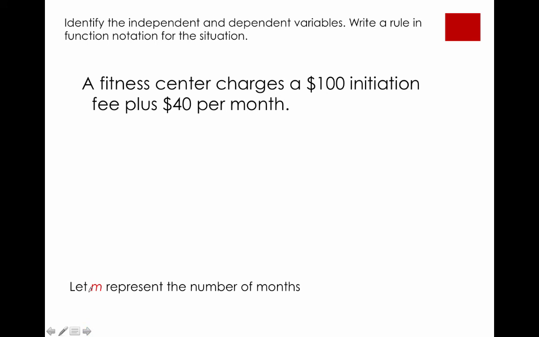So this time I'm going to identify the independent and dependent variables, but then I'm also going to write a rule and function notation for this situation. Fitness center charges a $100 initiation fee, and then they're going to charge me $40 per month. Well, I know then that my cost is going to depend on how many months I'm a member for. So determine what your dependent and independent variables are. Go ahead and pause and write those down.